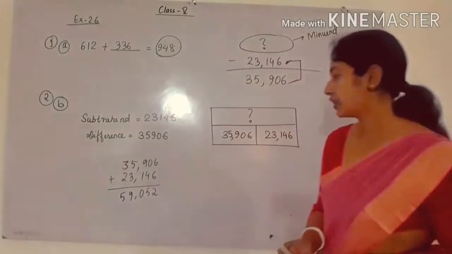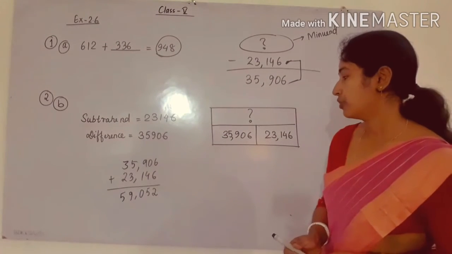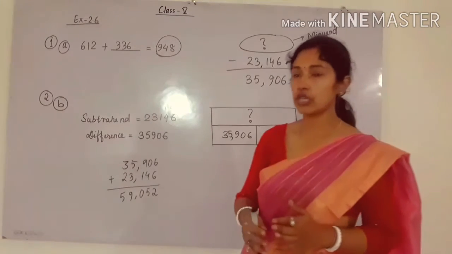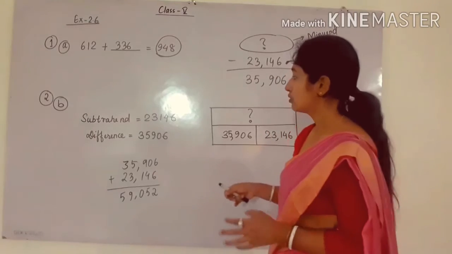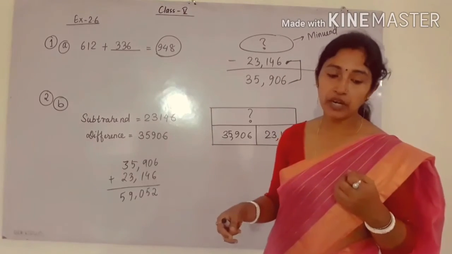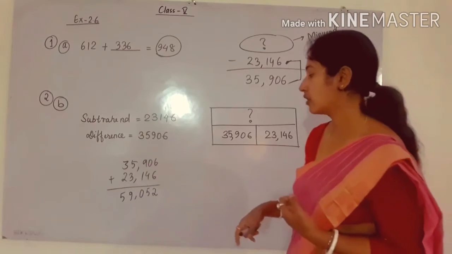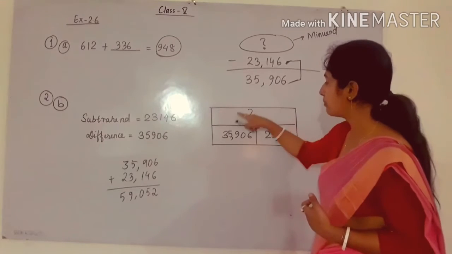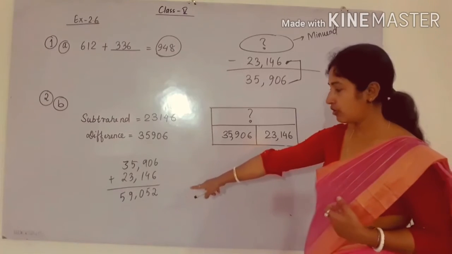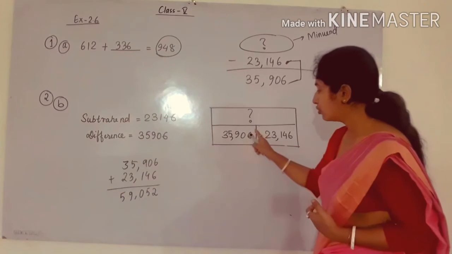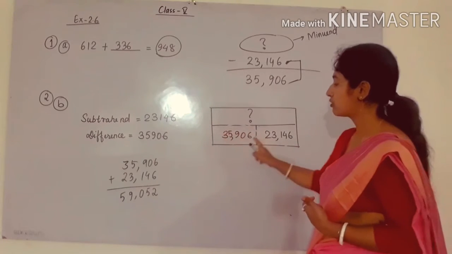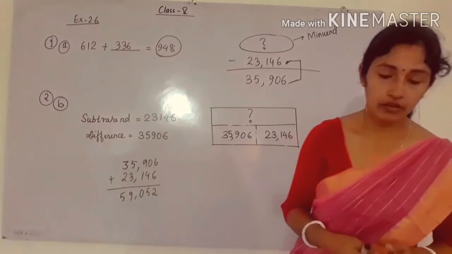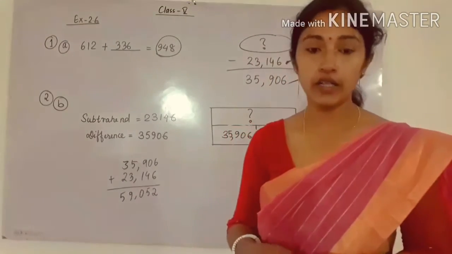So this is the answer, 59,052. So see, again you can check the answer. You know the process how to check. You can subtract. So the step was what? We are subtracting 23,146 from this number. So you can easily subtract this number from the number which we have found. By subtracting, you should get the answer, this one, 35,906. By checking like this, you can easily check that you have done it correctly.